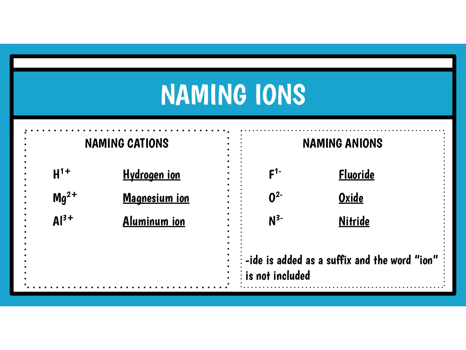Okay, so just as a quick reminder, because we'll see this in a second, if it's a cation, the name stays the same. We're just going to add "ion" to it. And if it's a negative ion, we're going to add "-ide" to the end.